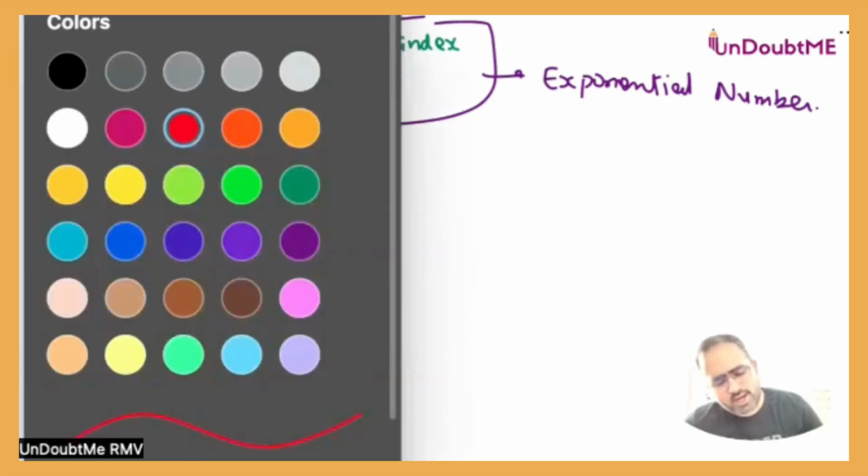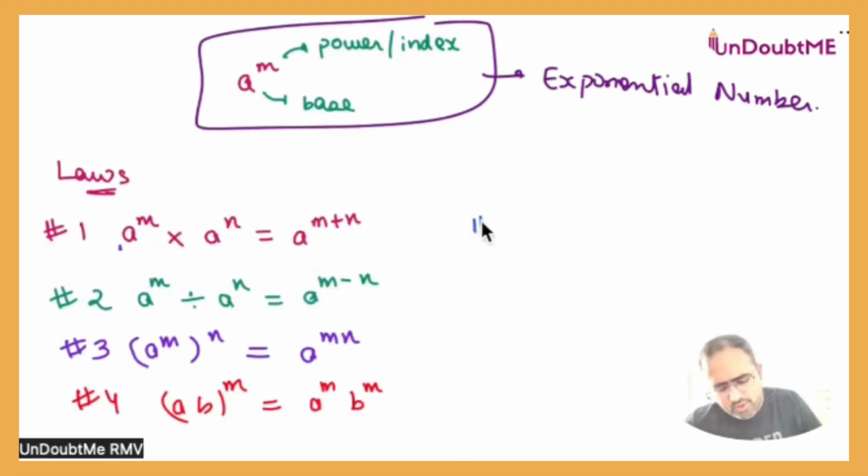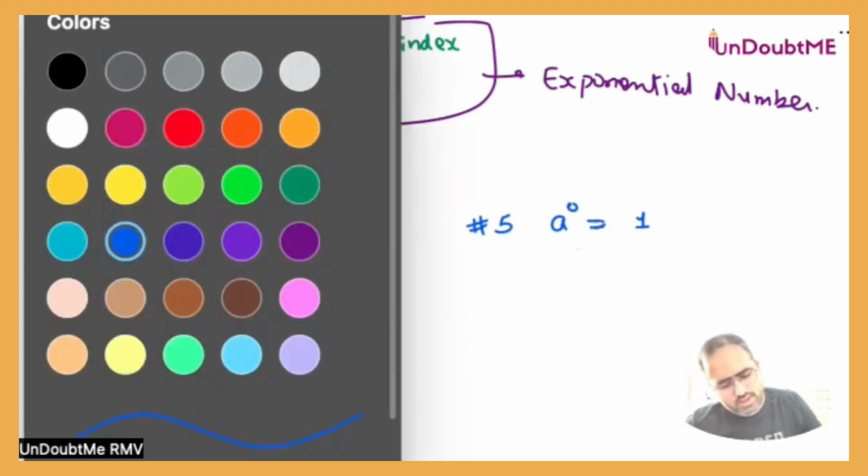Other than that, we have a few results which we can write as laws only. For example, if I have a to the power 0, it will be 1. Anything to the power of 0 is 1.